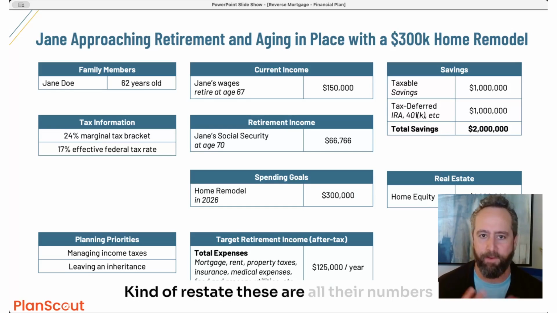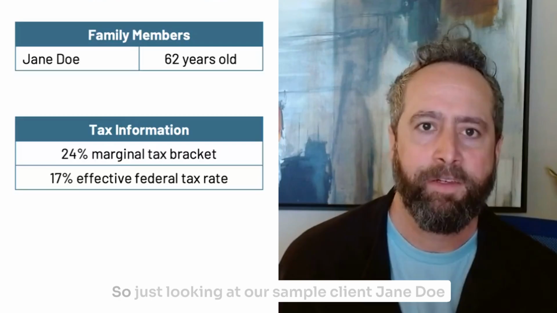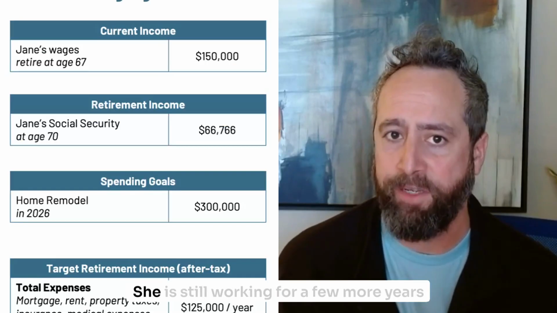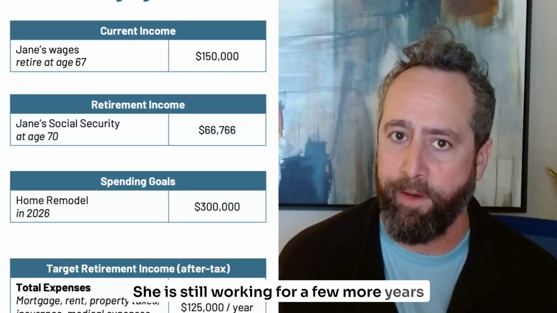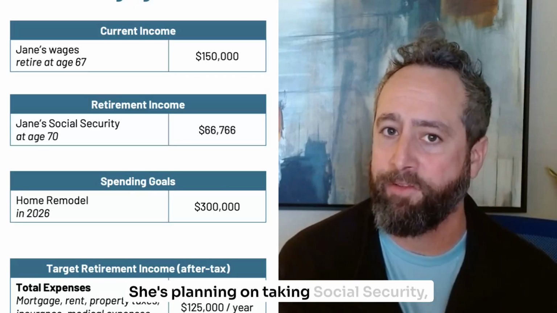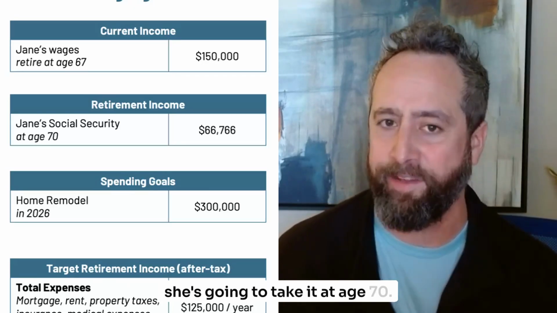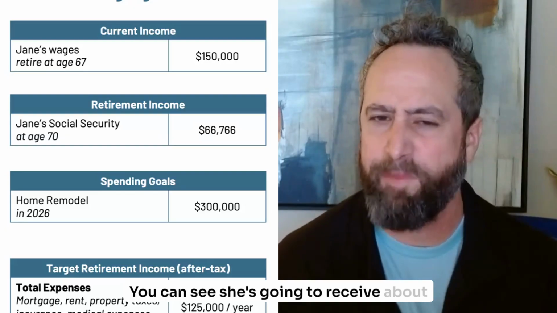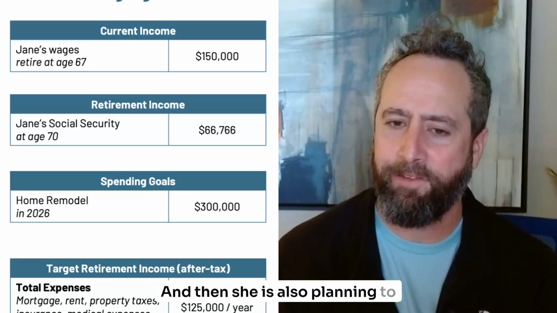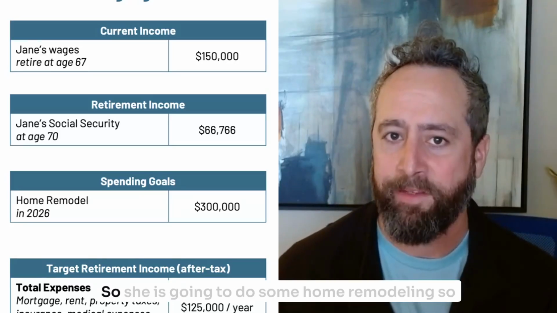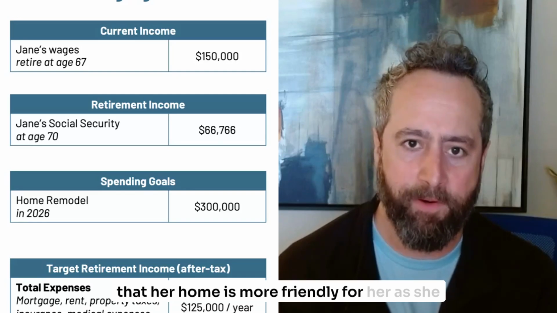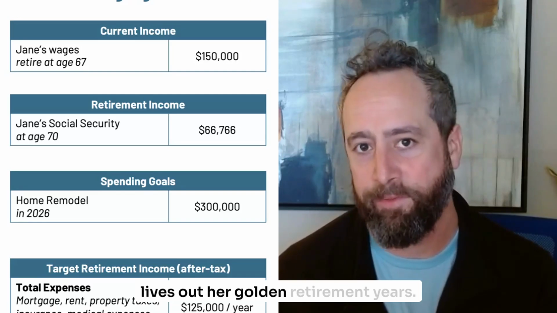These are all their numbers and all the specifics. Just looking at our sample client, Jane Doe here, she's 62 years old. She is still working for a few more years, earning about $150,000 a year pre-tax. She's planning on taking Social Security at age 70. You can see she's going to receive about $66,000 in Social Security income each year. And then she is also planning to age in place. So she is going to do some home remodeling so that her home is more friendly for her as she lives out her golden retirement years.